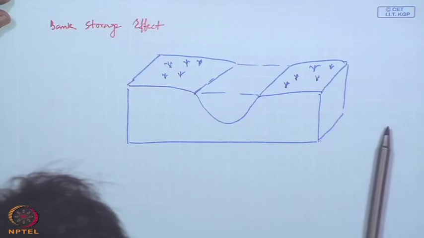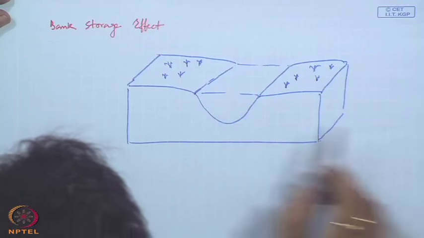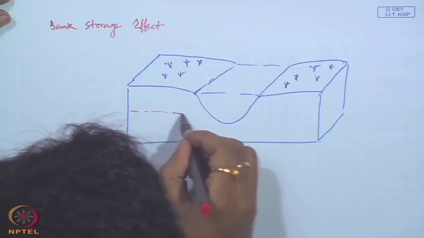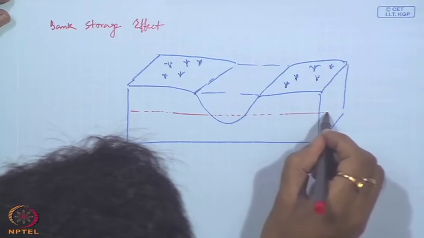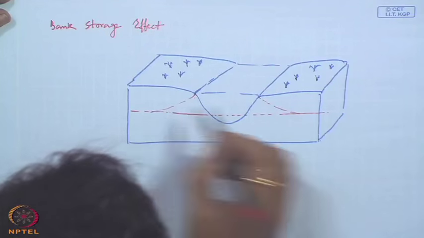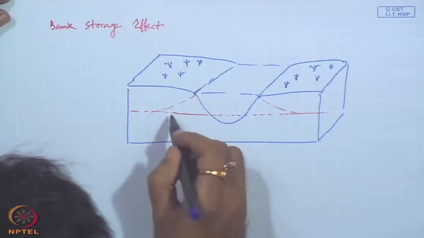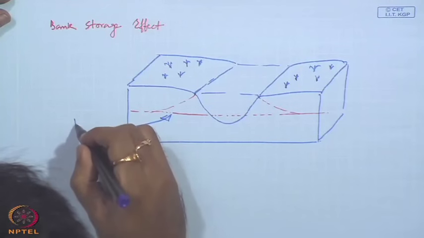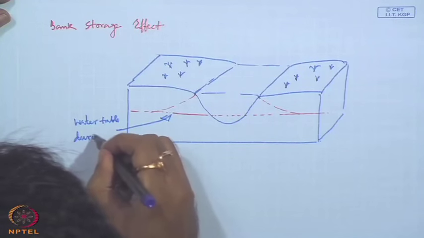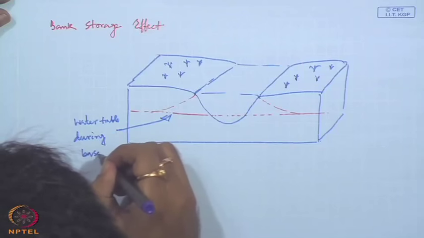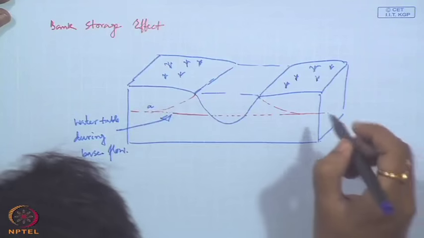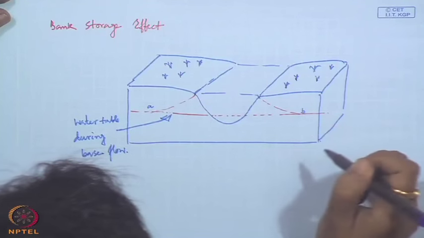In this case, water level, which is this, and interestingly, this is our water table during base flow. So, points A and B are there.